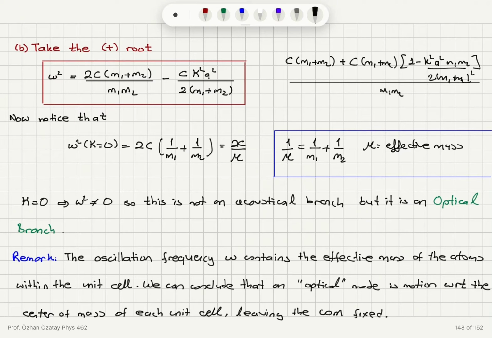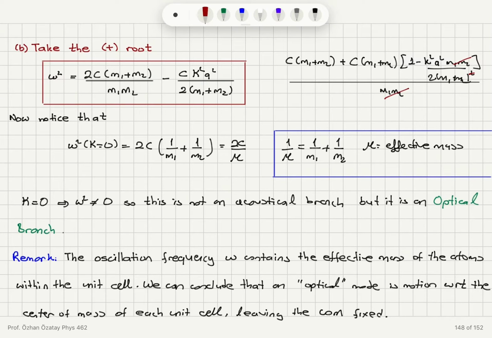So for this term, c(m1 + m2) parenthesis gives me 1 plus 1 minus k² a² m1 m2 divided by 2(m1 + m2) squared, and so this is going to give me 2c(m1 + m2) divided by m1 m2, and then I will have minus c(m1 + m2) will get rid of the square here, so this is what will happen, and I will have minus c k² a², and m1 m2 at the bottom will get rid of this m1 m2, 2(m1 + m2). Okay, so this is what I will get.